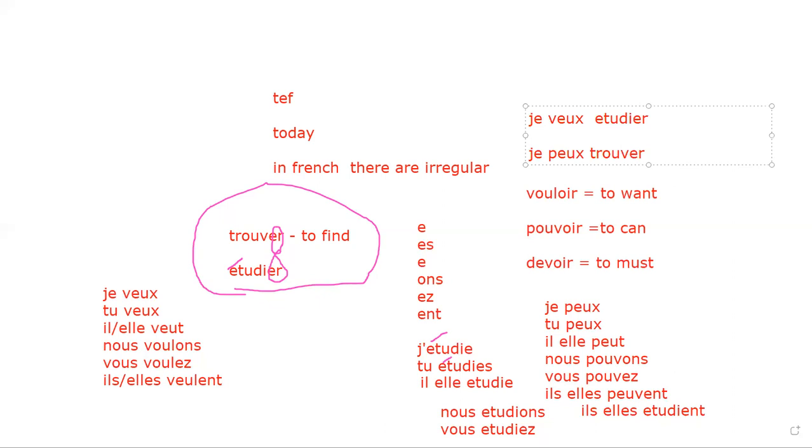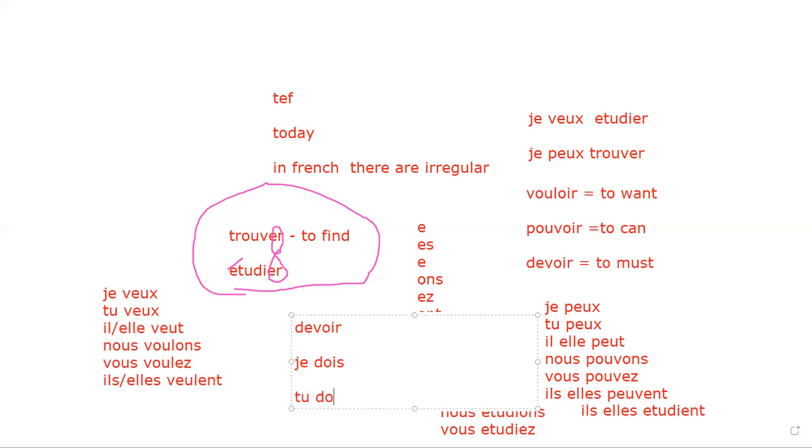Is it clear to you team? Yes, sir. Now for example, we have devoir. Today you'll come to know the sentences which we can create. Devoir is a verb to must. So repeat after me. Je dois is to I must. Tu dois. Il, elle doit. Je dois is to I must.